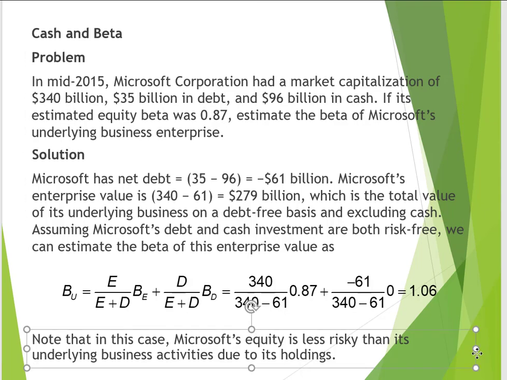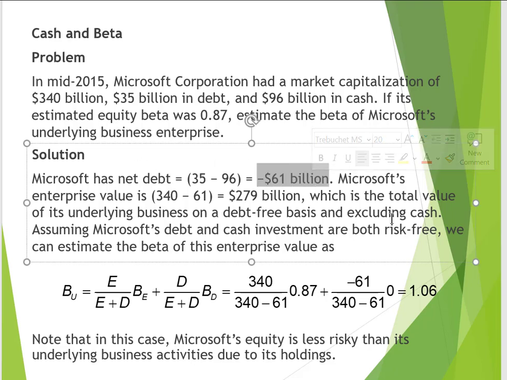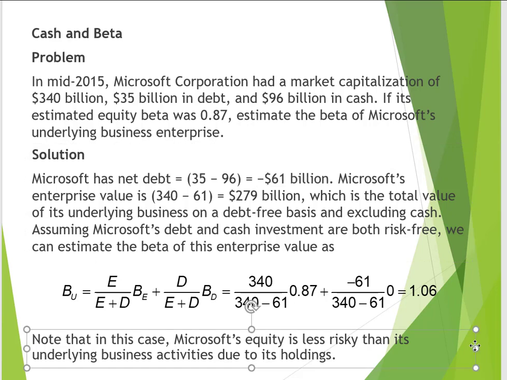So now what we want to do is incorporate debt. We need to incorporate the net debt. So net debt is the $35 billion that they have minus $96 billion in cash. So the net debt is actually a negative number. So remember, we're subtracting here. You're supposed to add in the numerator. It's supposed to be debt plus equity, but in this case, debt is negative. So in this case, the underlying beta of the enterprise value turns out to be 1.06.